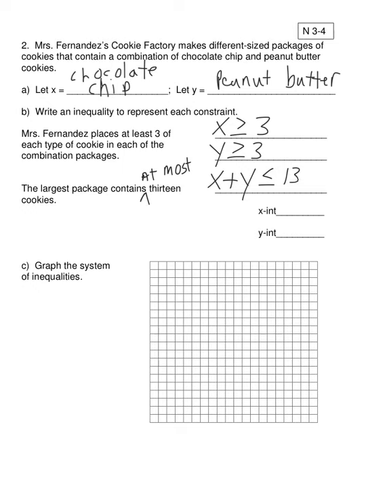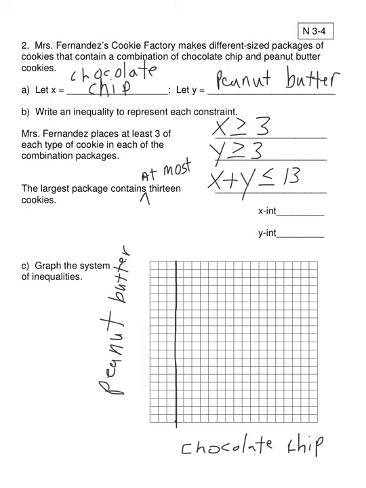Okay, when I go to graph those, I'm going to graph the first two first. X is greater than or equal to 3, so I go to 3 on my x-axis, and that is going to be a vertical line. All x's are vertical lines. So let's go ahead and label while we're here. My x's were my chocolate chip. My y's are my peanut butter. Oh, by the way, it said x is greater than or equal to 3, so that means that direction. So that means everything on this side is no good.